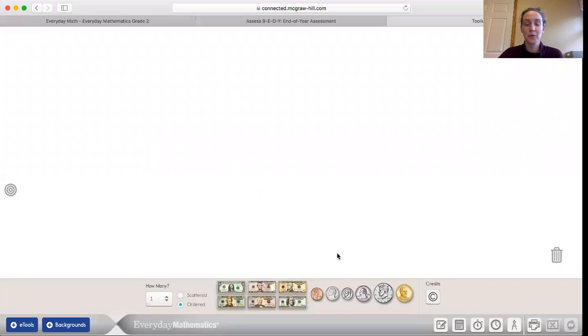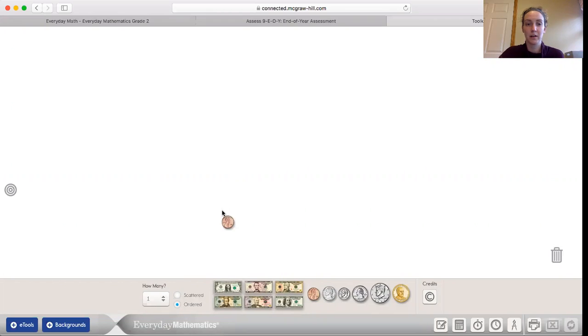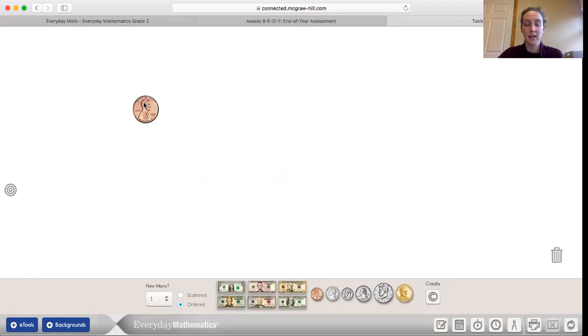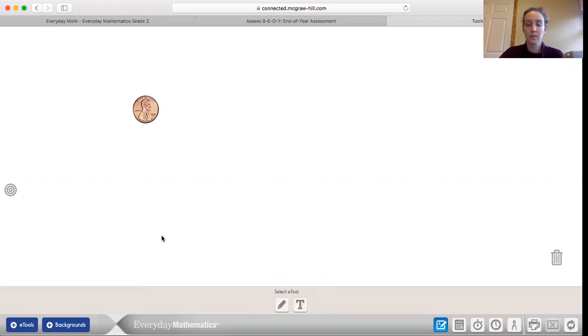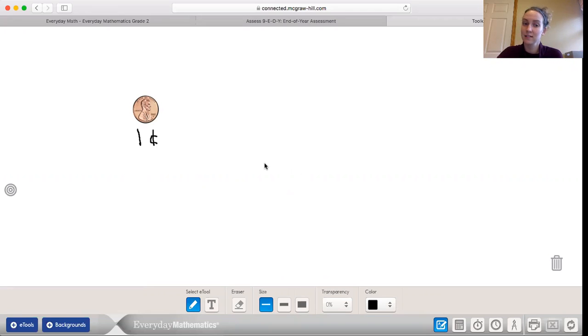Okay, so the first coin we're going to learn about is a penny. A penny is worth 1 cent. We write that by putting a 1 and then a C with a line through it. That stands for cent. The cent sign goes after the number when talking about coins.